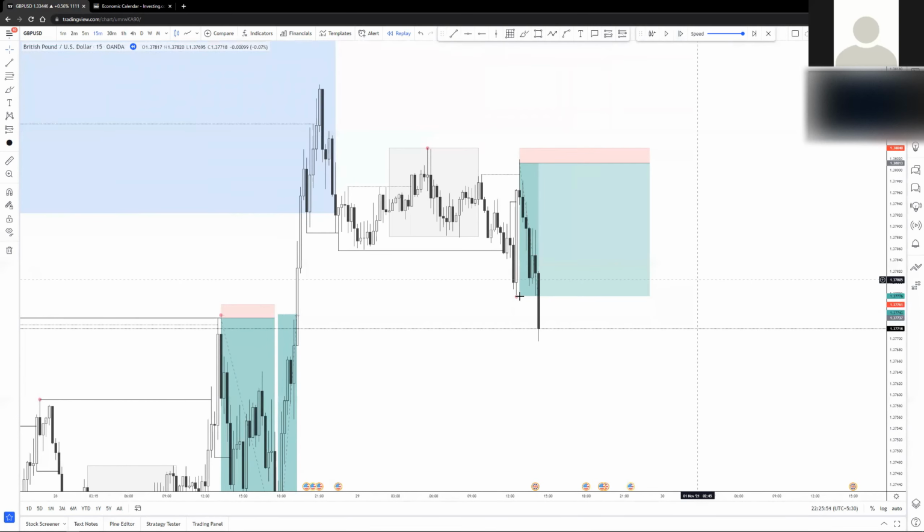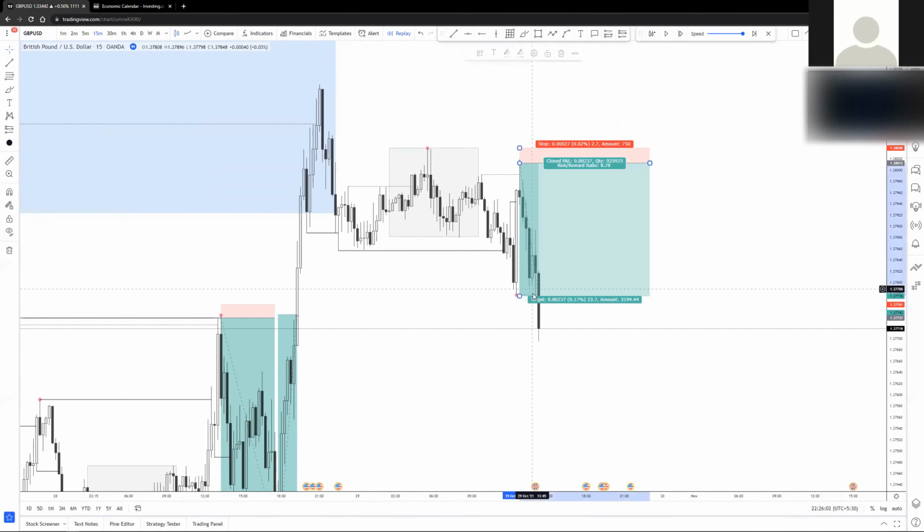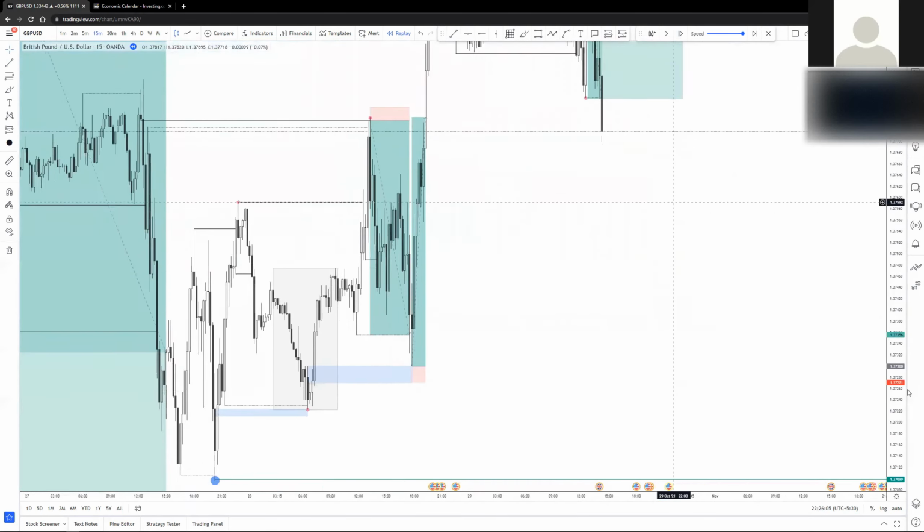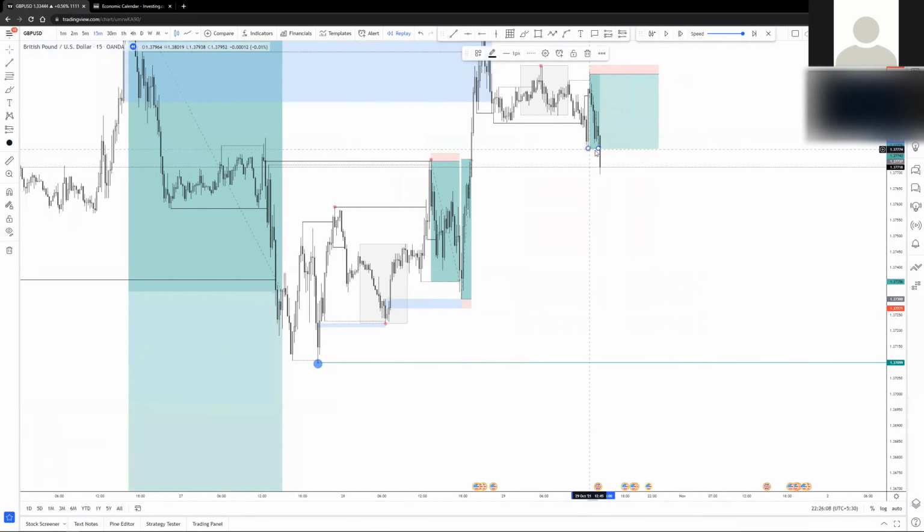You can take your partials. I'm lucky I took some partials out, but not a lot. I used like a 5 standard here, and I only removed 1 standard here. And because why? It's a swing trade, right?